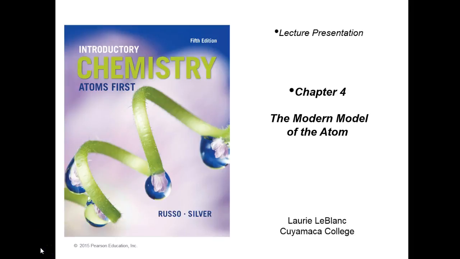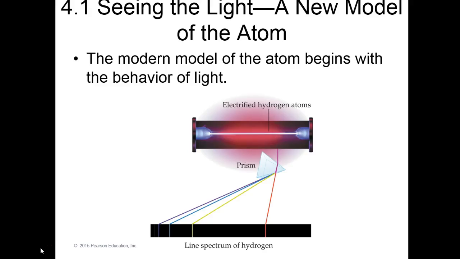The modern model of the atom. First, we're going to look at light. And this is a new model of the atom. The modern model of the atom begins with the behavior of light. In this picture, we see electrified hydrogen atoms.